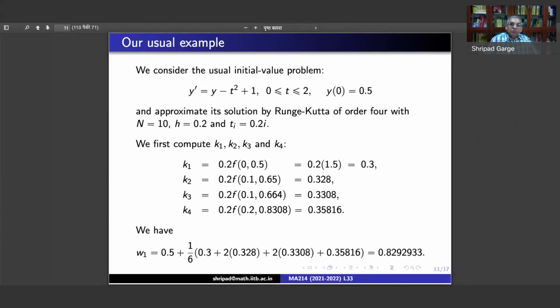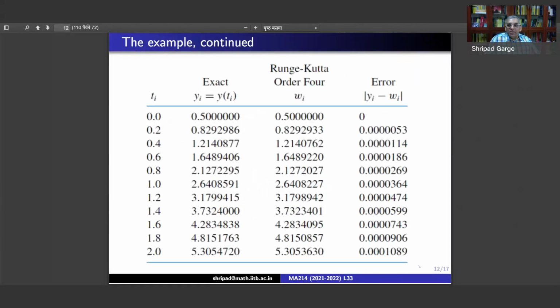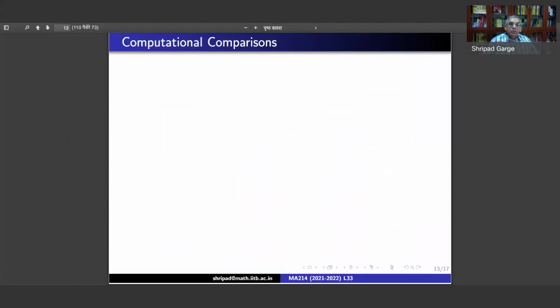0.8292933. And as usual, whenever we do this, the table has to come, and the table you see is far better even than the Heun's method. This is of course expected, because our errors are of the higher order of h. So almost up to the first 4 decimal places after the 0, we have the same values throughout our interval 0 to 2.